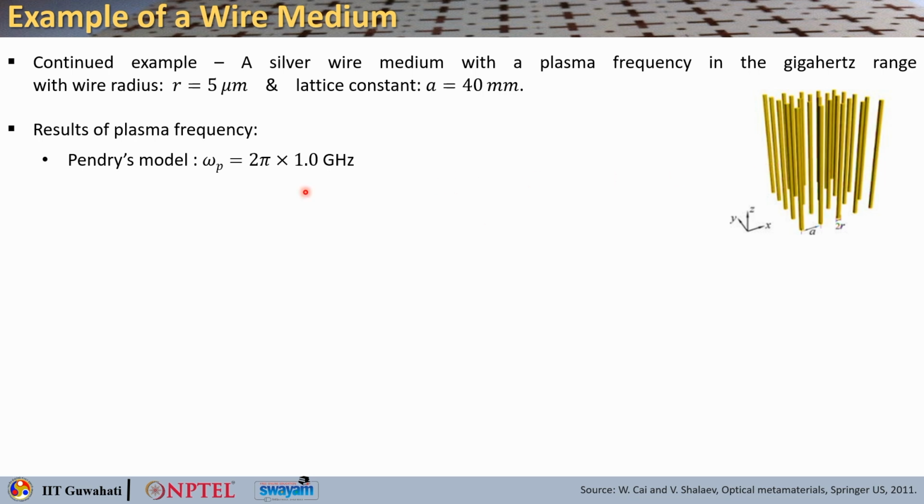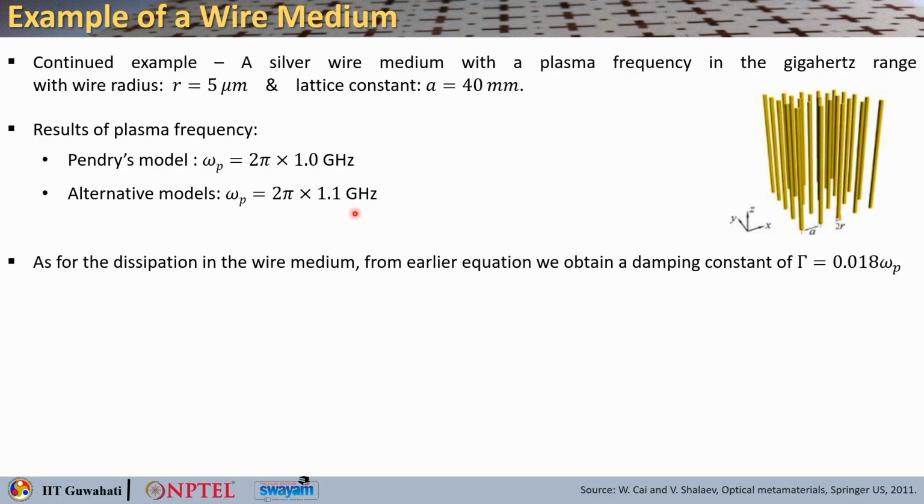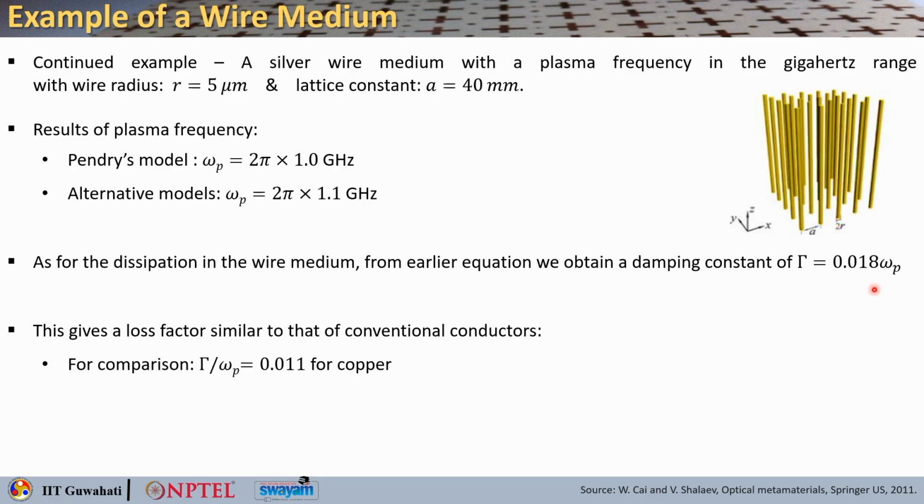When you calculate the plasma frequency from the Pendry model, you could achieve omega p equal to 2π × 1 gigahertz, and then the alternative models gave results in the same range but slightly different, something like omega p equals 2π × 1.1 gigahertz. As for the dispersion in the wire medium, the earlier equation can give us the damping constant gamma equals 0.018 omega p.